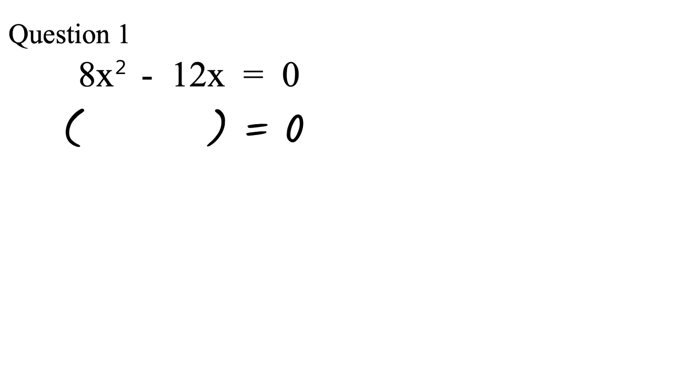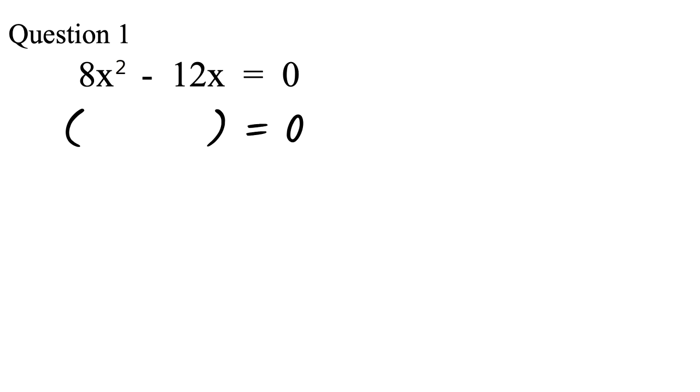Let's look at question 1. Solve for x in 8x squared minus 12x equals 0. This is the most basic form of quadratic equation. Here, all we are going to do is bring the greatest common factors outside the parenthesis and leave the uncommon factors inside the parenthesis. We start with the numbers.